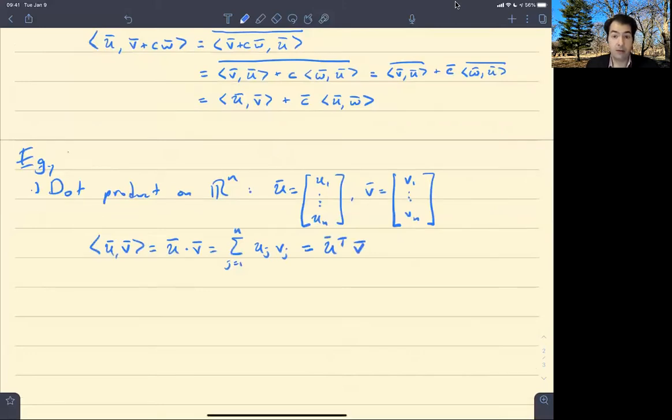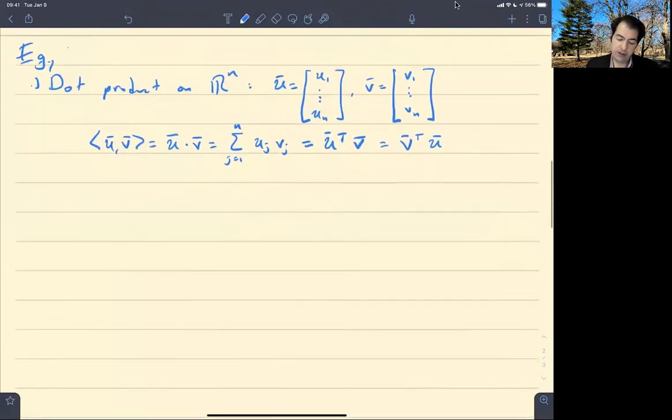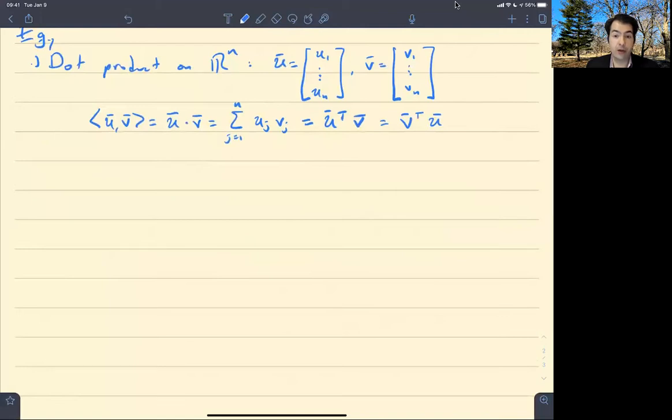So if we think of a vector as being a matrix, in this case of size n by 1, then u transpose times v is a 1 by 1 matrix, and it is just the dot product of the two vectors. We used this when we were talking about matrix multiplication, or even matrix vector multiplication. Notice that this is a real inner product, so it is symmetric. The product of u transpose with v is the same as the product of v transpose with u. Okay, so that's the dot product on Rn. We'll also call it the standard inner product on Rn.